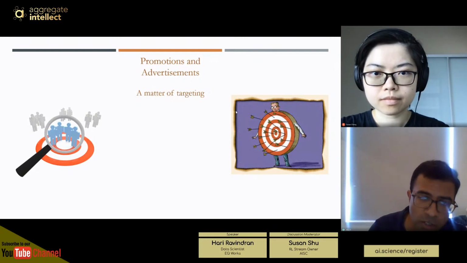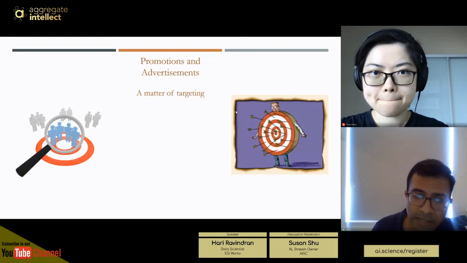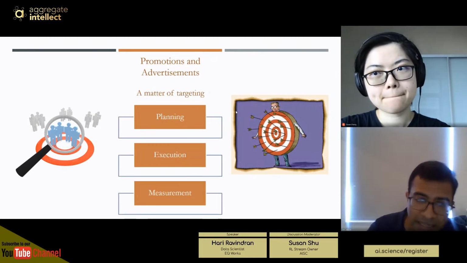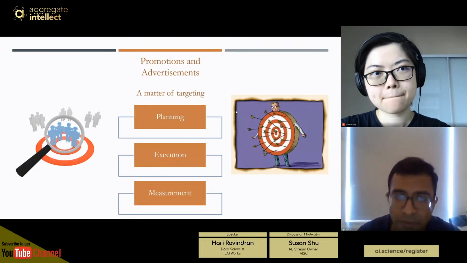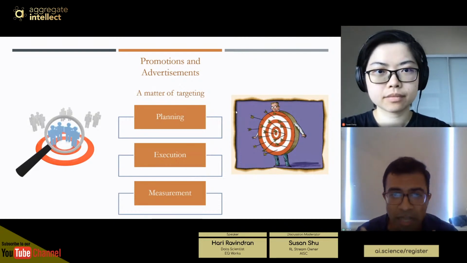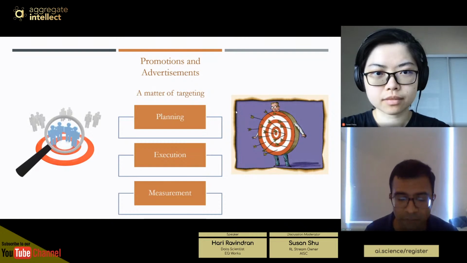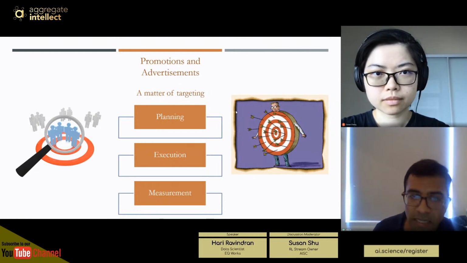In order to be a little bit more specific and to structure the following slides and conversation a little bit more clearly, let's identify three main components of any kind of targeting campaign. Under the umbrella of this targeting campaign, you have promotions and advertisements, and you have three distinct components: a planning phase, an execution phase, and a measurement phase. All three phases are equally important.